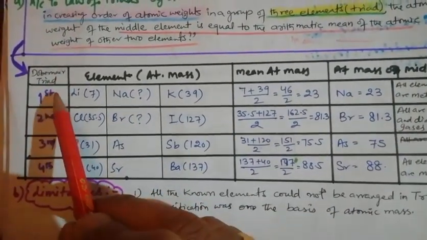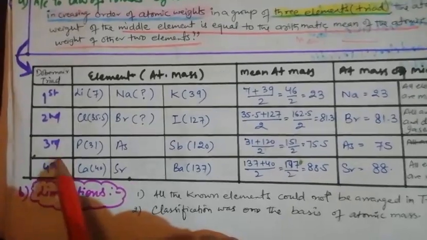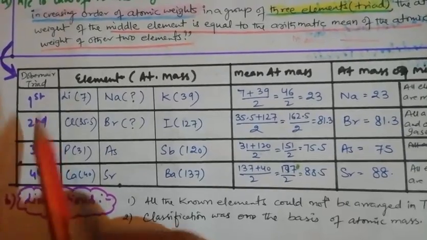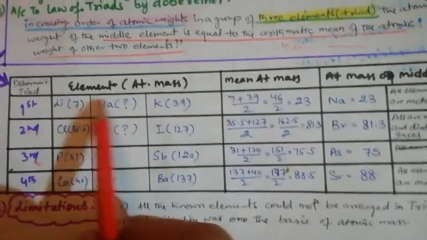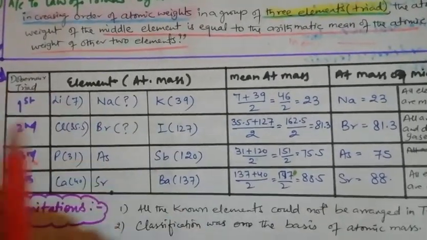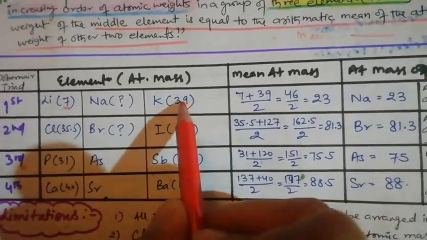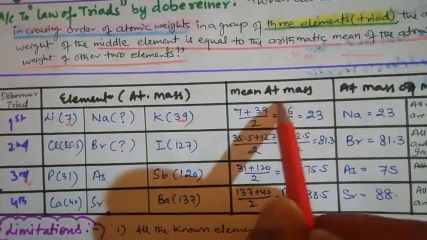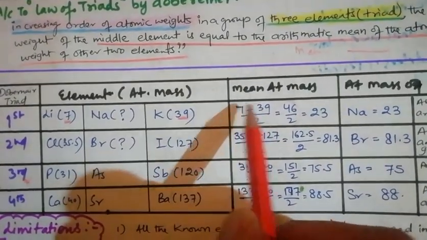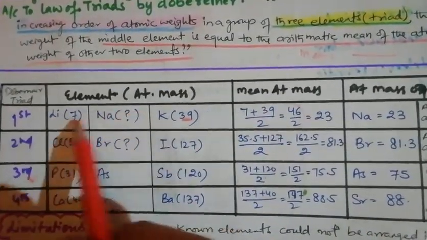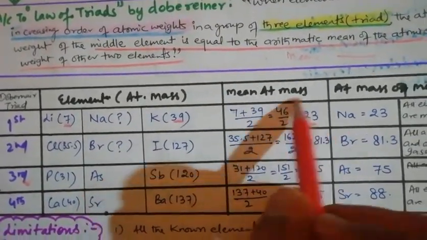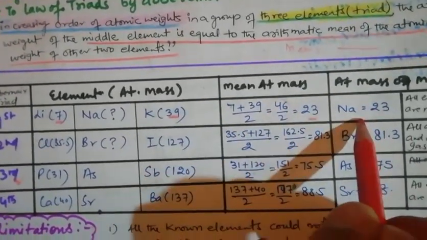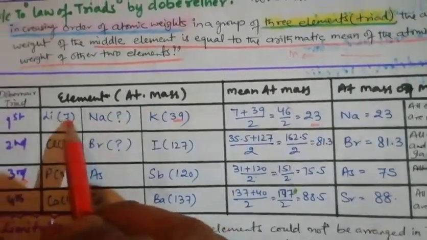Dobereiner's triads basically had three sets. This is not in your syllabus, but just for your knowledge I am giving four sets. He made four groups, in each of which he took three elements. How did he select these three elements? There is a very basic criterion: the mass of the first element and the mass of the third element. When he took the average of the first and third elements, the sum of the two masses upon 2, it gave 23. Then he found which element has an atomic mass near this value, and that element is kept in the center. So sodium he kept in the center.